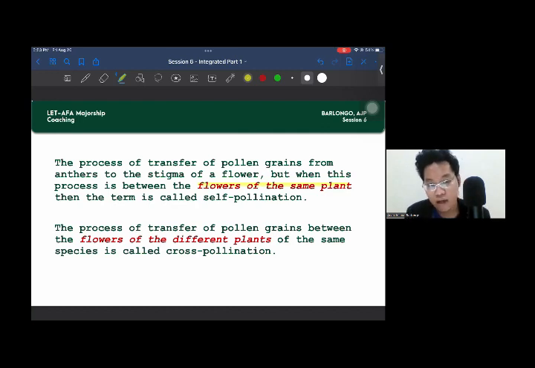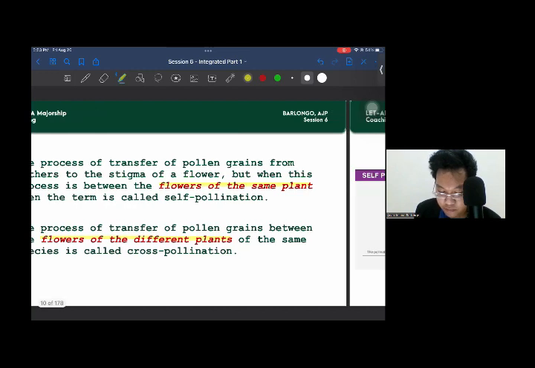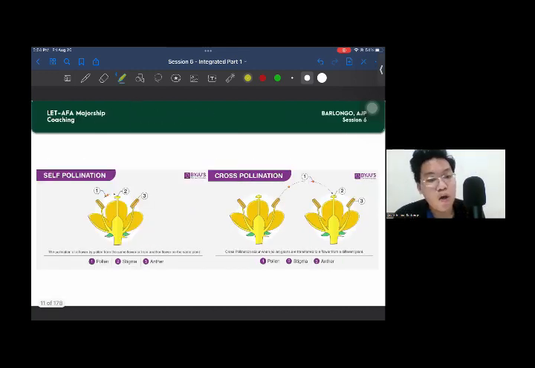Another type of pollination is cross-pollination, which is the transfer of pollen grains between the flowers of different plants of the same species. So, different plants naman. So, para mas makita natin siya, I have here an illustration of self-pollination.